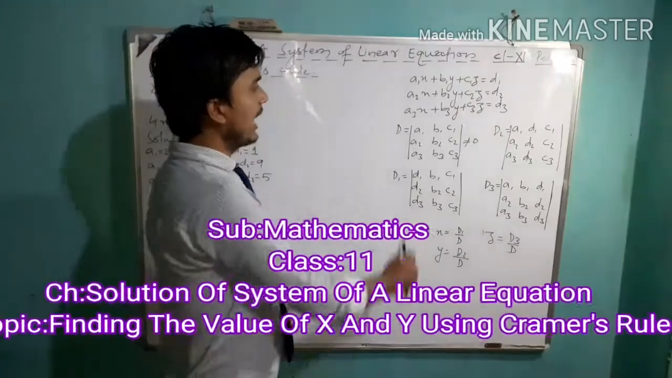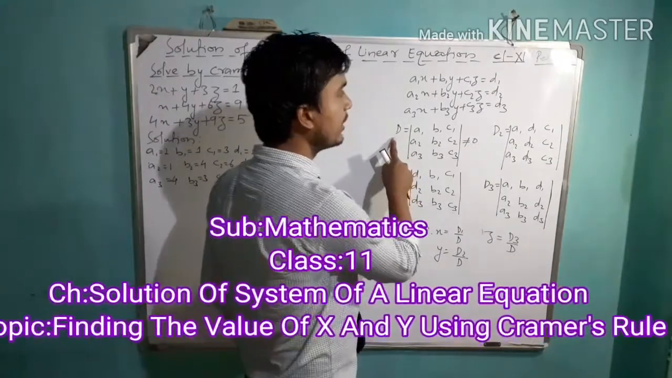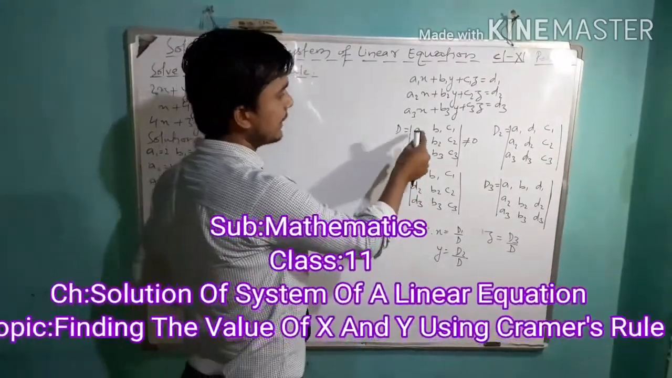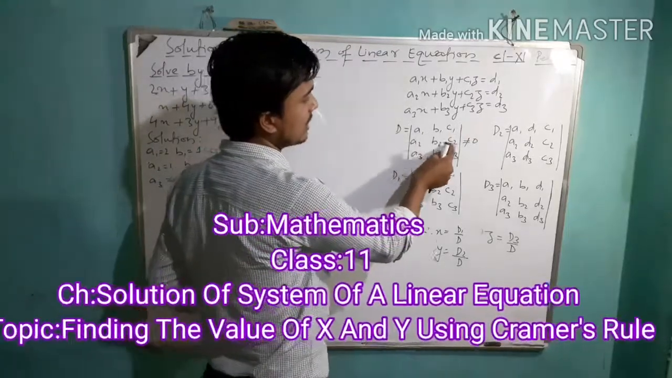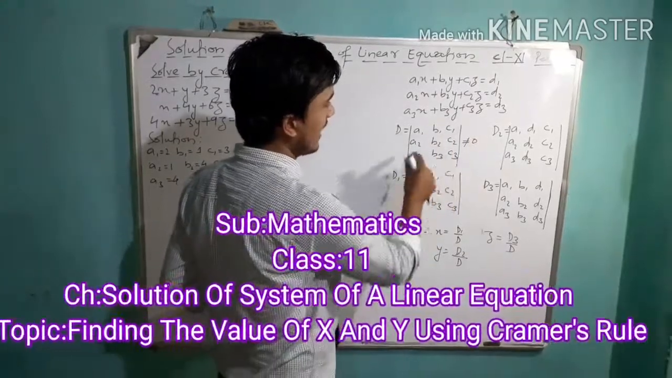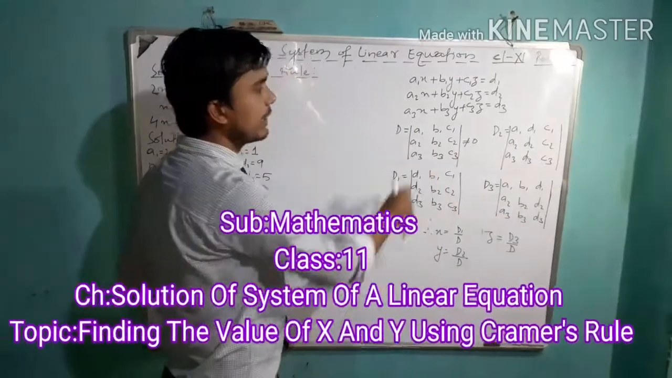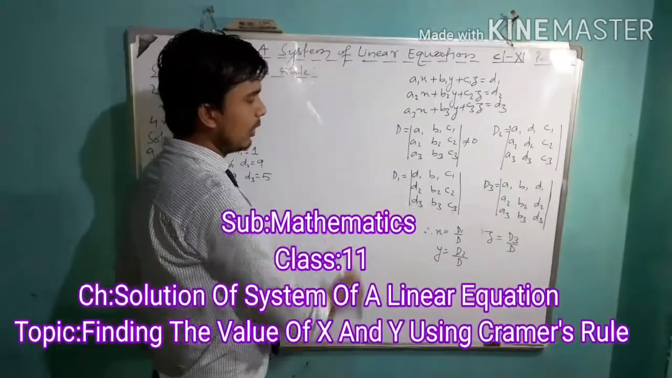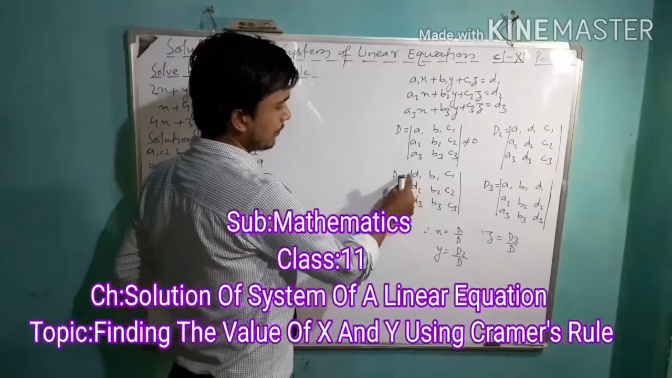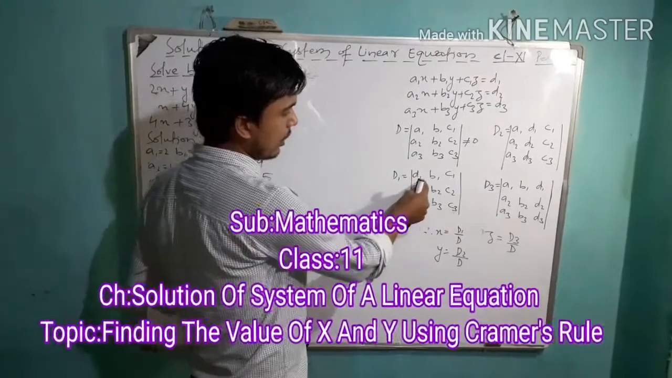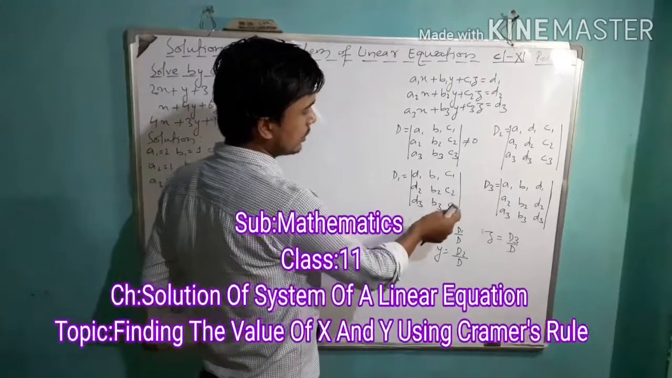First, we will find the value of D, that is the value of the determinant of the elements a1, a2, a3, b1, b2, b3, c1, c2, c3. The value of this determinant should not be 0, meaning it should be unequal to 0. Then we will find the value of D1. The D1 value will be the determinant of d1, d2, d3, b1, b2, b3, c1, c2, c3.